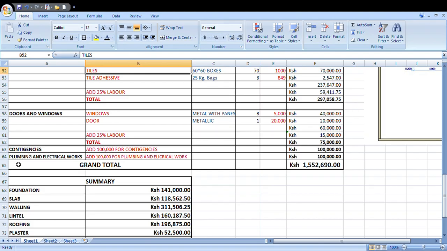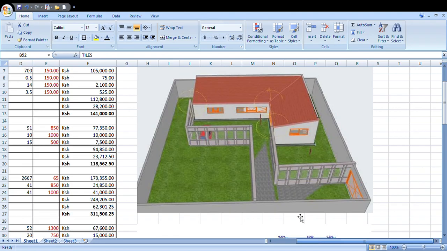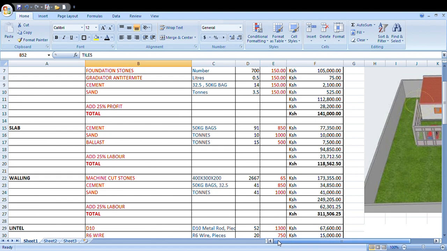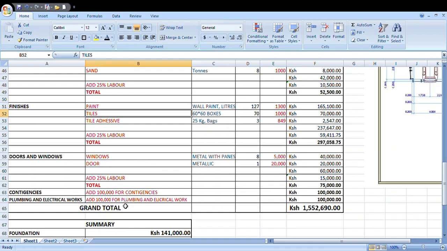Then we have plumbing and electrical works. Plumbing is for the manhole and for connection. For this plot, we can use an external toilet. We can extend our external toilet to be our manhole, because this one is only a 2-bedroom, so the utilization of the manhole is very limited. So we can put a manhole and then extend it to the outside toilet. I used around 100,000 shillings for plumbing and electrical works.